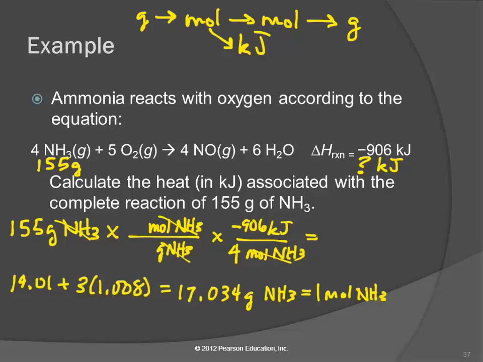So I calculated the molar mass of ammonia, and so I'm going to put that in over here, 17.034. Then we use the calculator, 155 divided by 17.034 times negative 906 divided by 4, and we come up with minus 206 kilojoules.